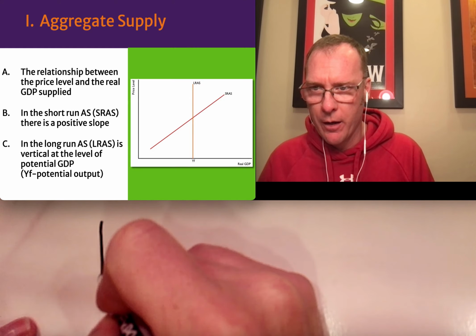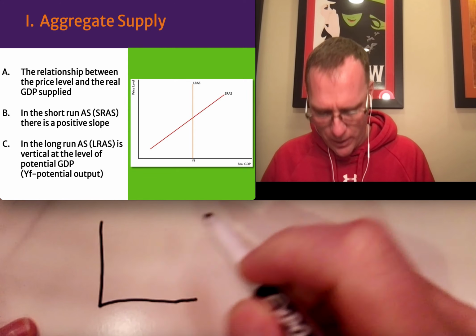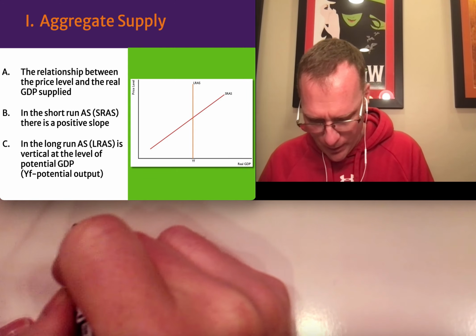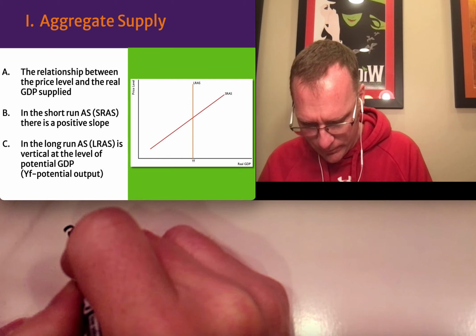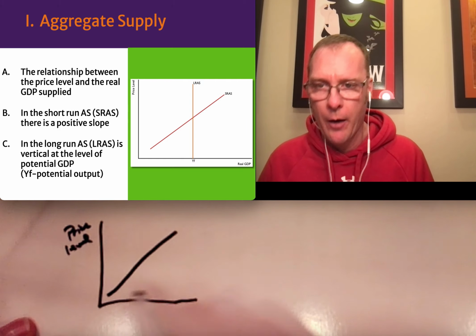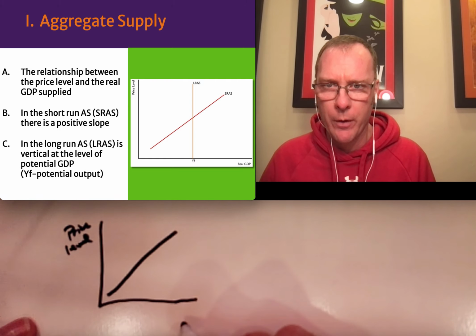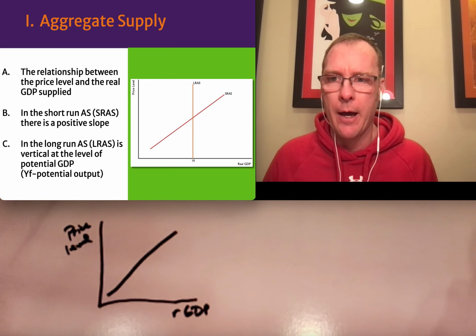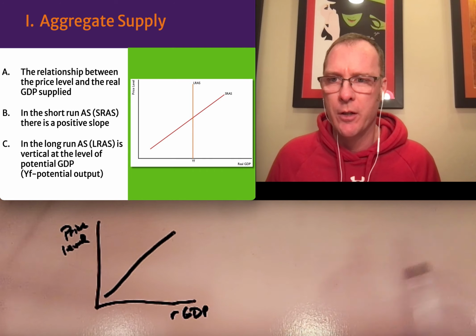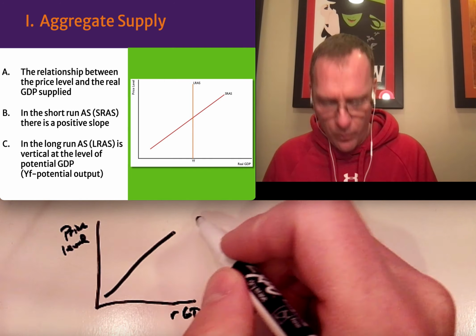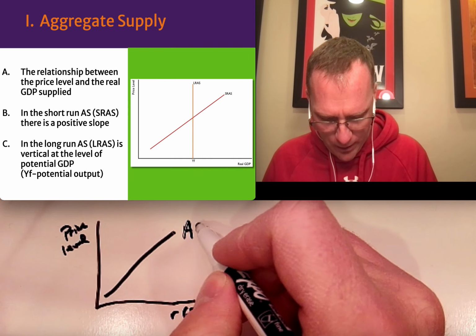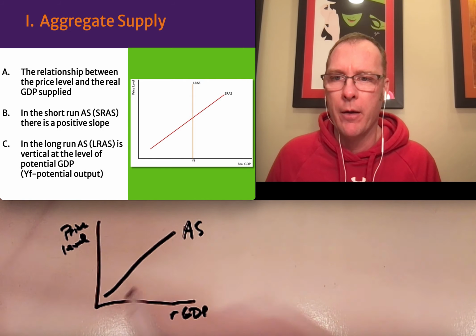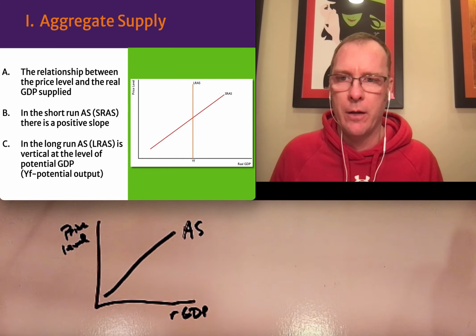So we have a line that looks like this, right? That's upward sloping. And over here we have price level, just like we did with demand. And then down the bottom, we have our real GDP. And as we're looking at that, real GDP and price level, then this right here is our aggregate supply. And when you think about it, it's sort of like the supply of everything, okay?